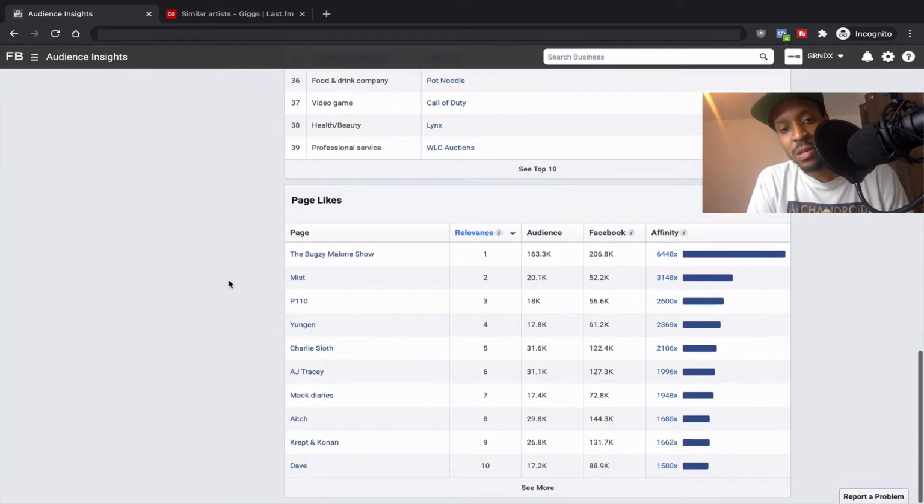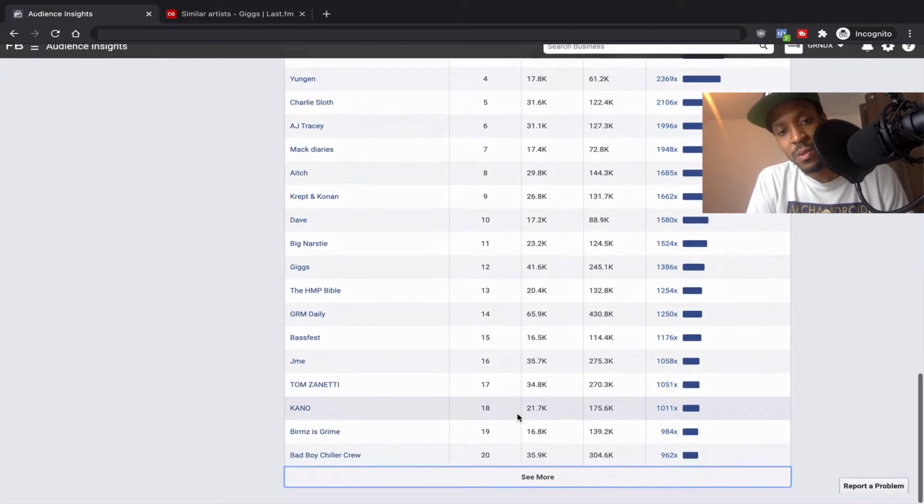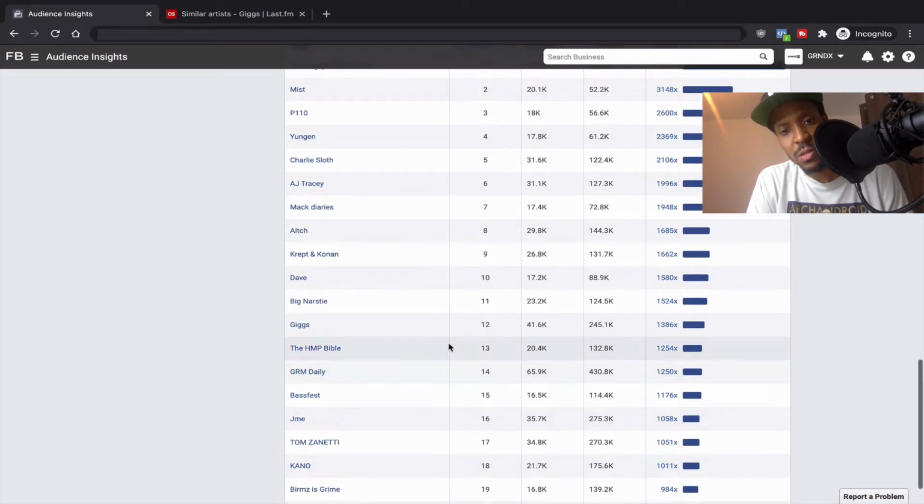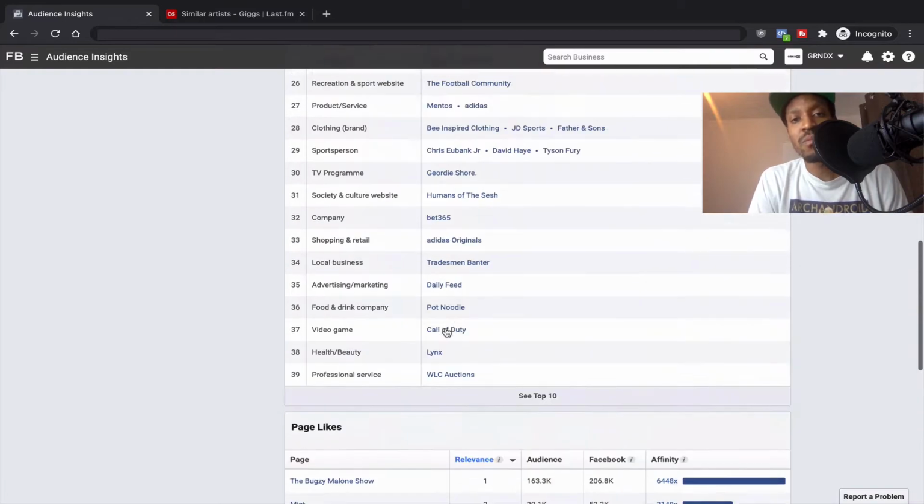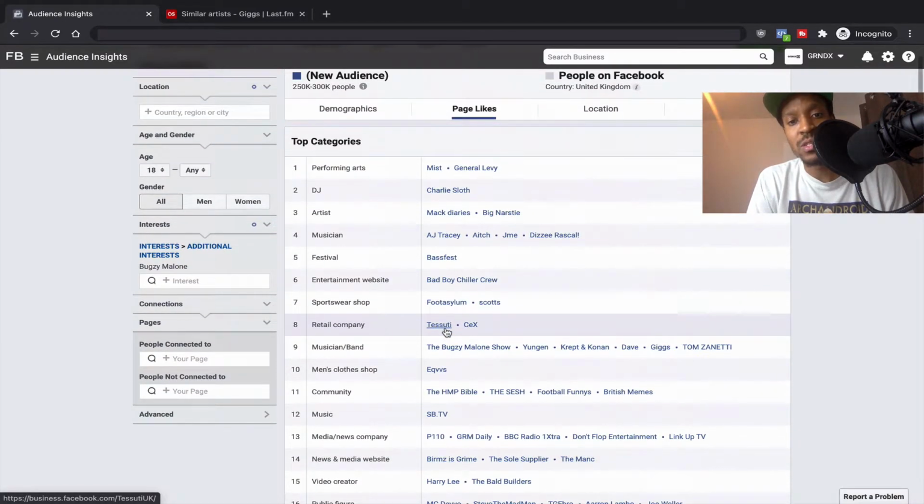Is Gigs on that list? Let's check. Gigs is 12th. So there's some relatability in terms of audiences, but it's not strong. So you know that if you were to put Bugsy Malone in a separate audience, a small percentage of people that listen to Gigs would also listen to Bugsy Malone. So you can do a test on these audiences without feeling like you're wasting money. So that's the way you can clearly define what audiences you should be targeting and putting in the same group and what audiences you shouldn't.